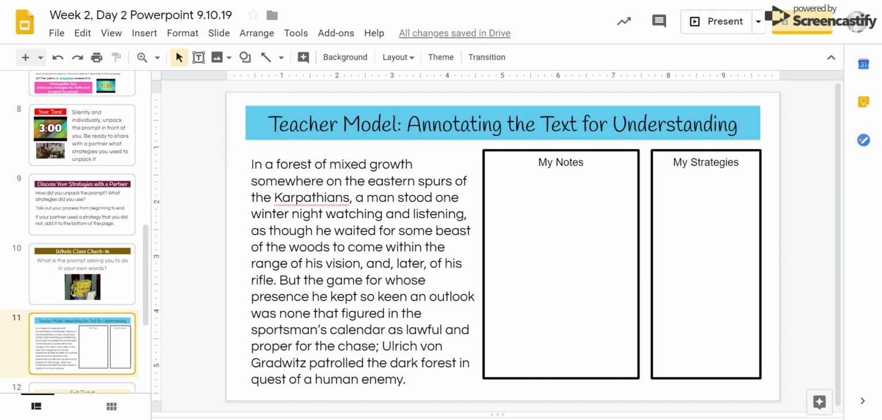So, in a forest of mixed growth, somewhere on the eastern spurs of the Carpathians. All right, right away, I've got a lot of thoughts. So first, mixed growth here.